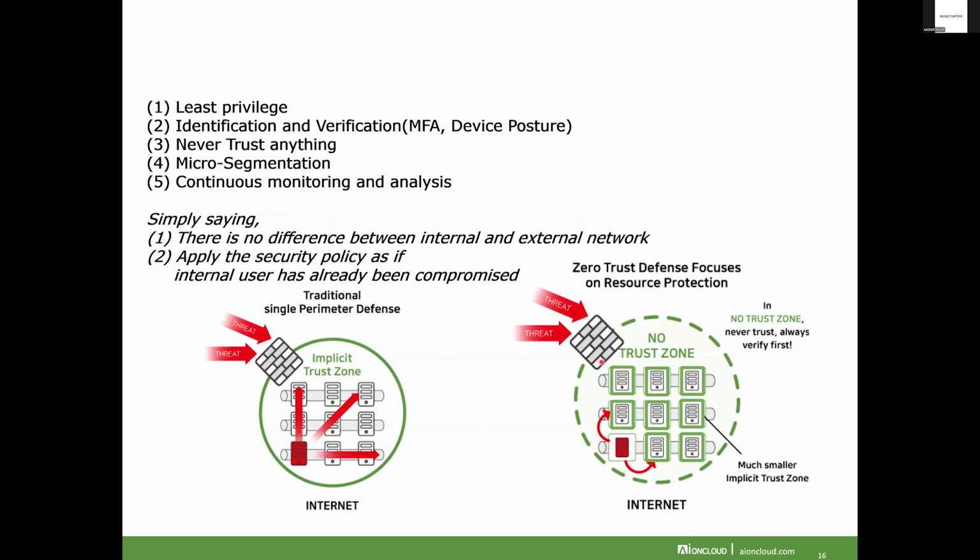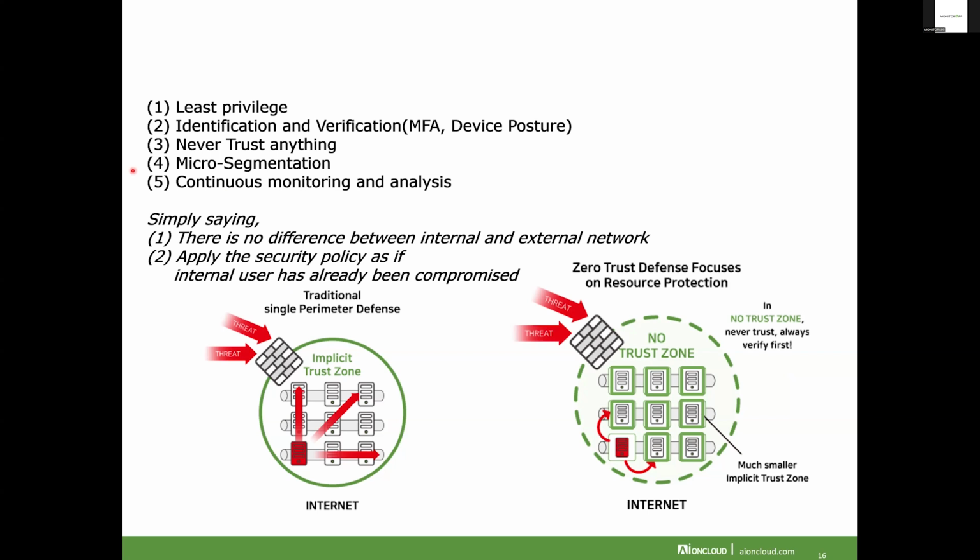Now, ZTNA is based off of 5 main principles. One is least privilege. You only have access to the things you're authorized for. The second is identification and verification, things like multi-factor authentication or device posture checks. Number 3 is never trust anything. Act as if internal and external networks are the same and apply security policies as if the internal user has already been compromised.